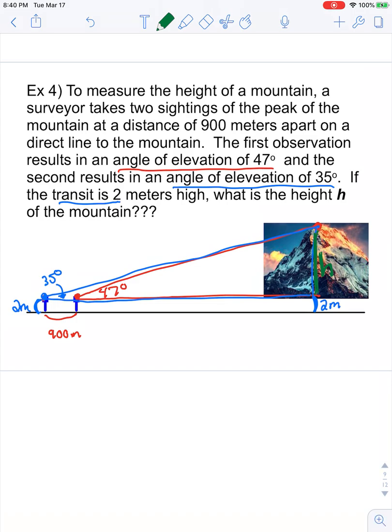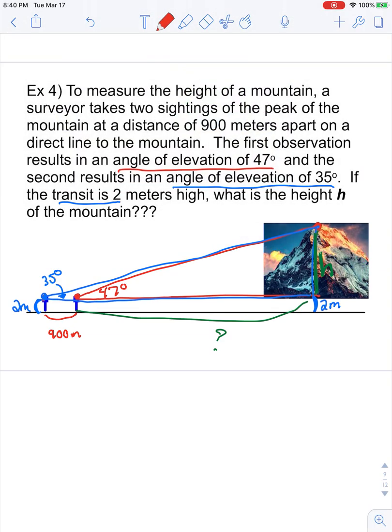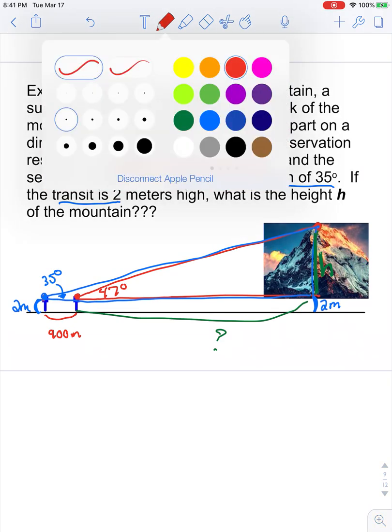Unfortunately, folks, we have a lot of missing information here. We don't know how far these transits are from the actual mountain. This is unknown. We don't know the height itself, and we don't have either of these hypotenuse figures. That's a lot of information that's missing. But if we're very careful, and I know I didn't draw this really well, you might notice that there is actually a third triangle in this picture right here.